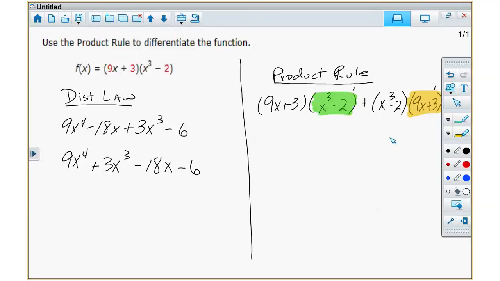Is that d minus n plus... D times n prime plus. First times derivative of second plus second times derivative of first.